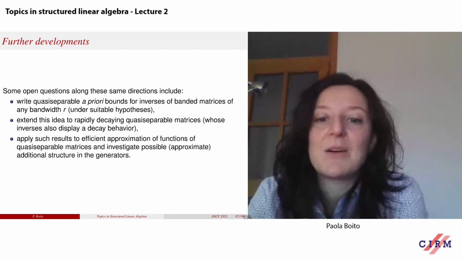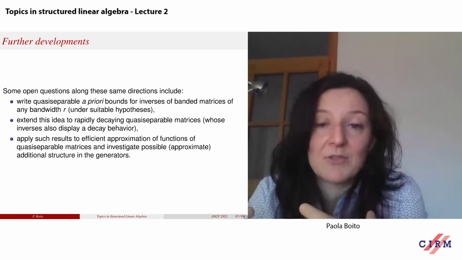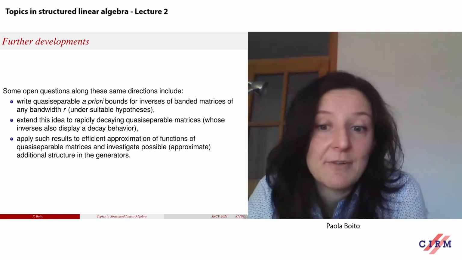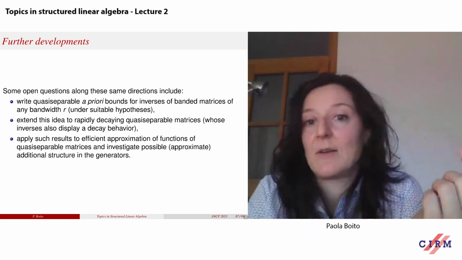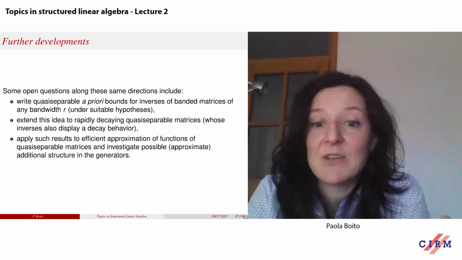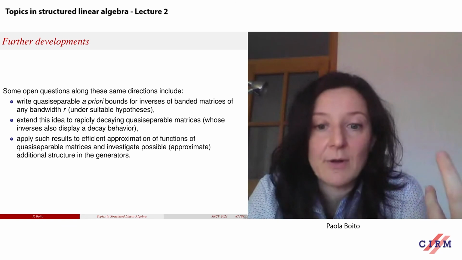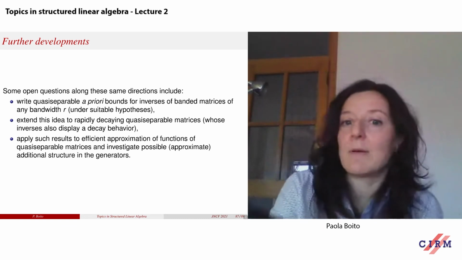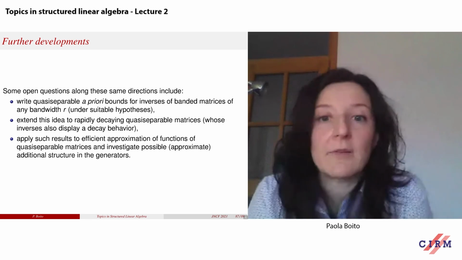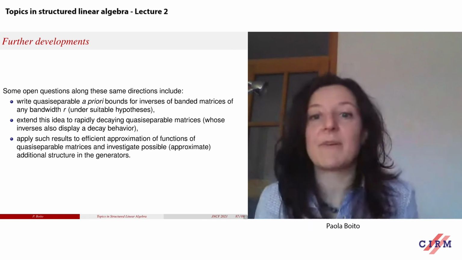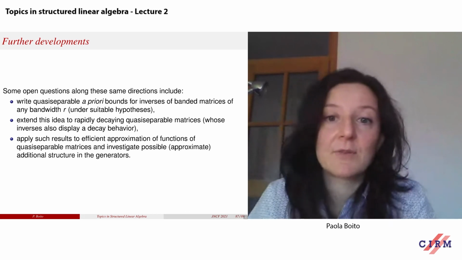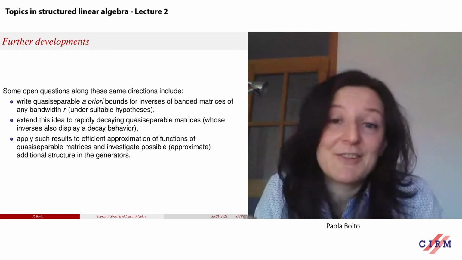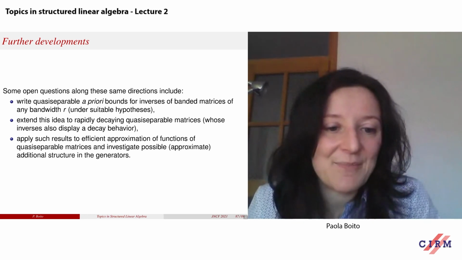So what can we say about functions of rapidly decaying quasi-separable matrices, and how can we characterize this decay behavior in terms of structural representation? And then, of course, it would be nice to apply such results to the efficient approximation of functions of quasi-separable matrices, functions of banded matrices, and investigate possible additional structure in the generator. So I'm saying this either from a quasi-separable point of view or from others' point of view. Functions of banded and structured matrices are a topic of ongoing research for many researchers around the world. So these are the main avenues of research I can see at this moment.